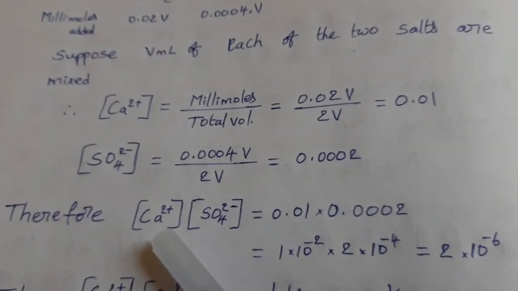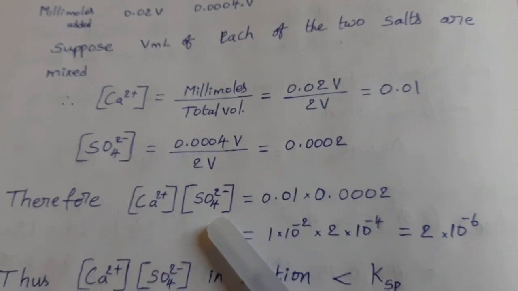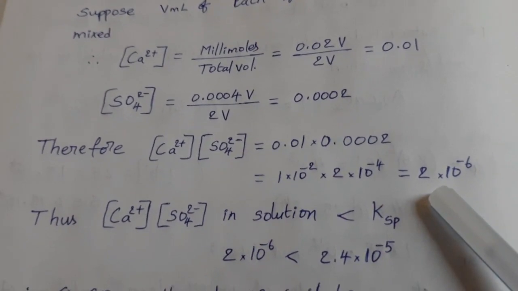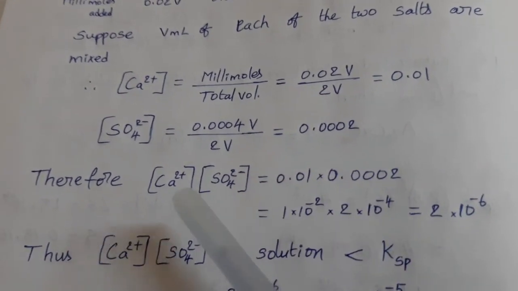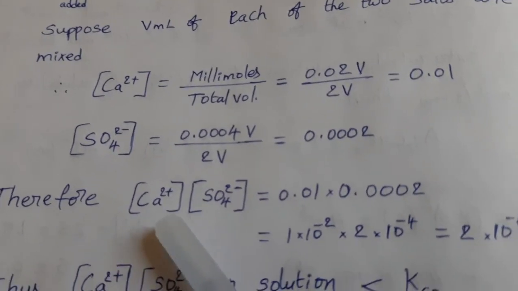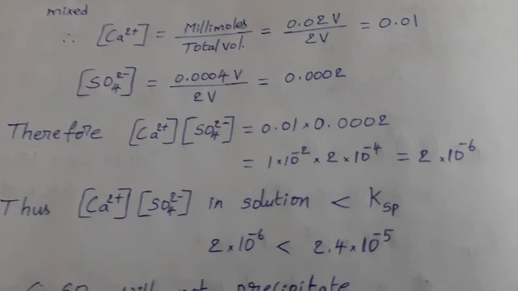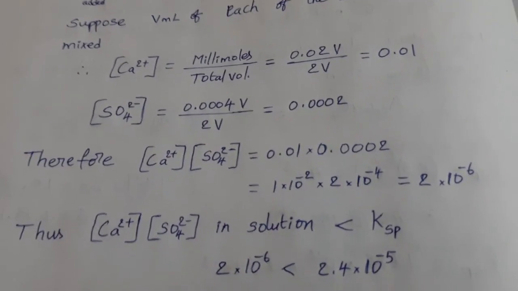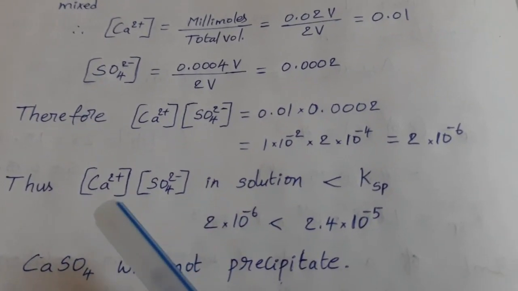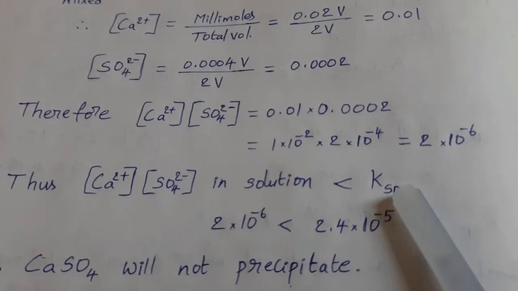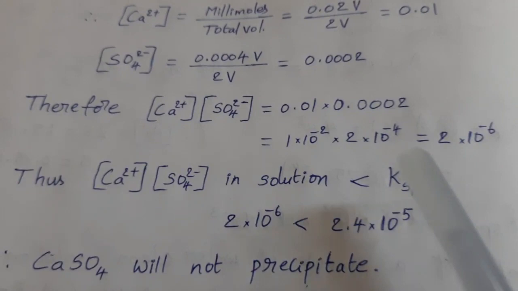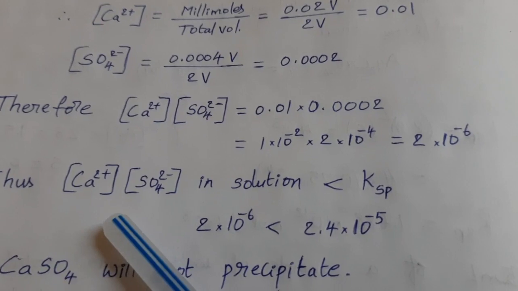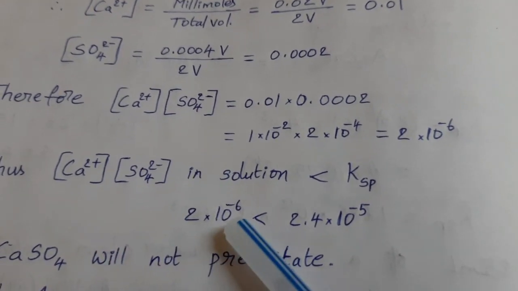Therefore, calcium ion concentration into sulfate ion concentration, substituting the values, finally we get 2 into 10 power minus 6. Now the question is whether the product of concentrations of these ions can form a precipitate or not. We get a precipitate when the product of the concentrations of these ions is greater than the ionic product of that particular salt. Here the product of concentrations of these ions is 2 into 10 power minus 6.